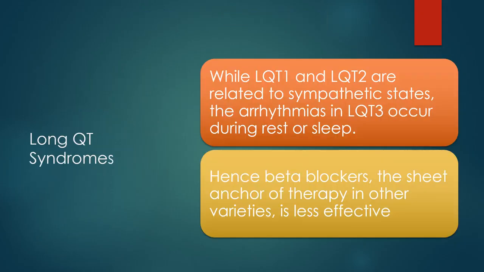While LQT1 and LQT2 are related to sympathetic states, the arrhythmias in LQT3 occur during rest or sleep. Hence, beta blockers, the sheet anchor of therapy in other varieties, is less effective.